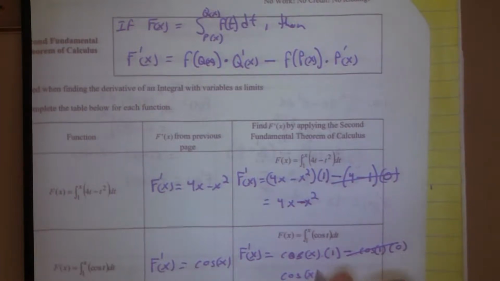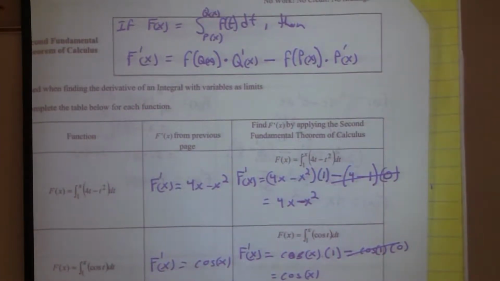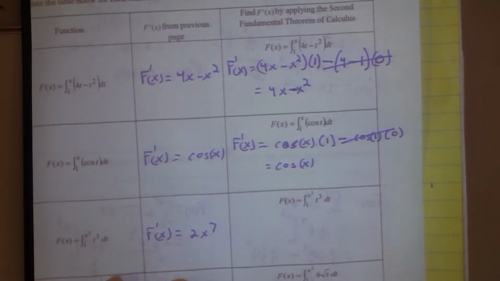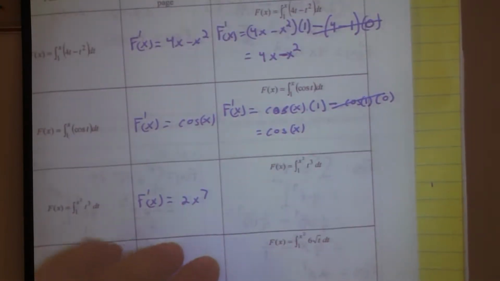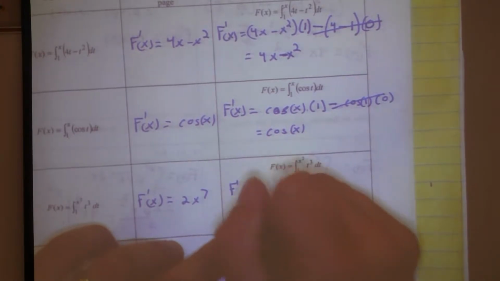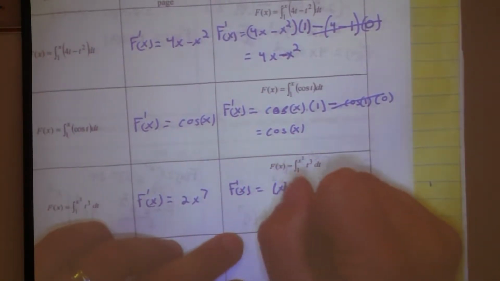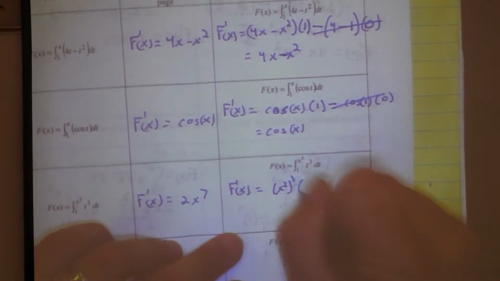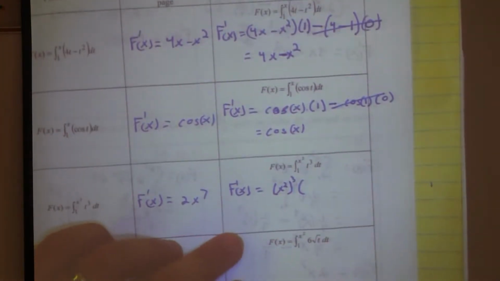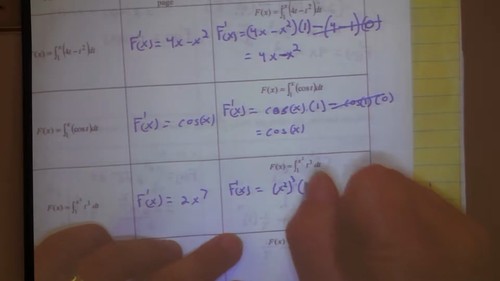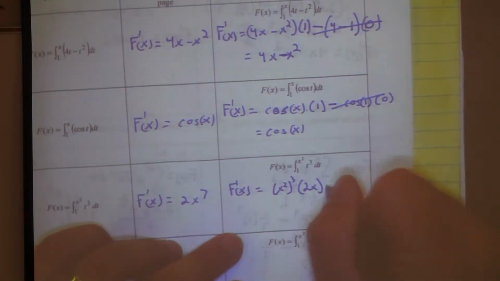Just cosine of x. Easier than what we were doing earlier? Plug in the x squared. We get x squared to the third times what? 2x, right? The derivative of the limit.